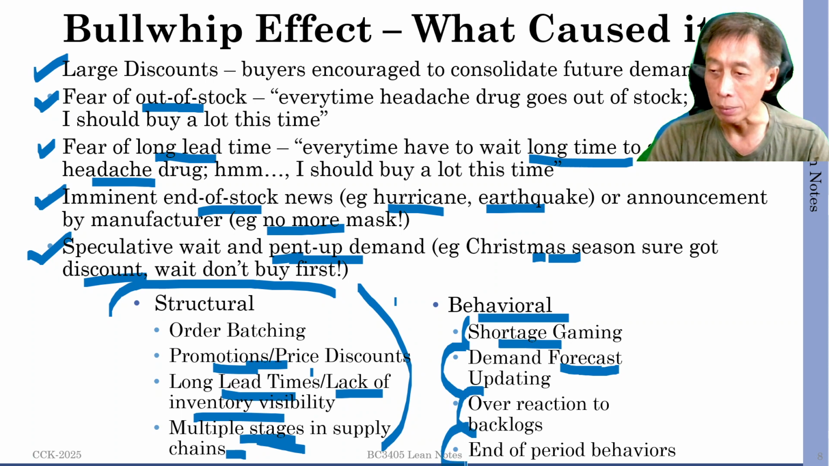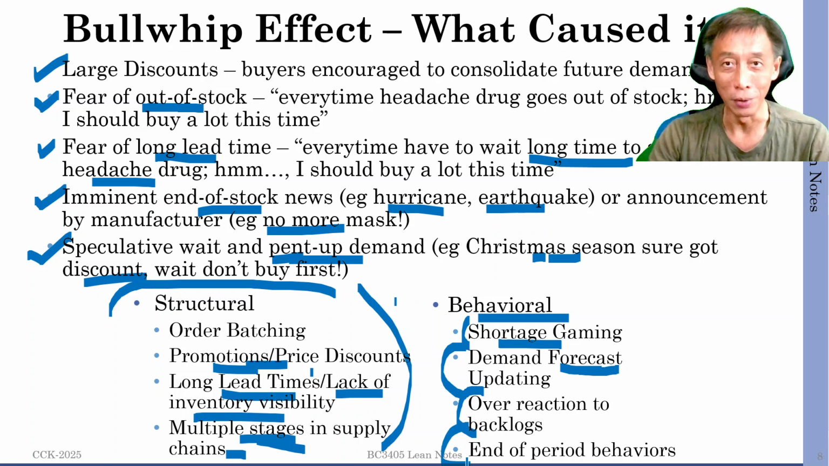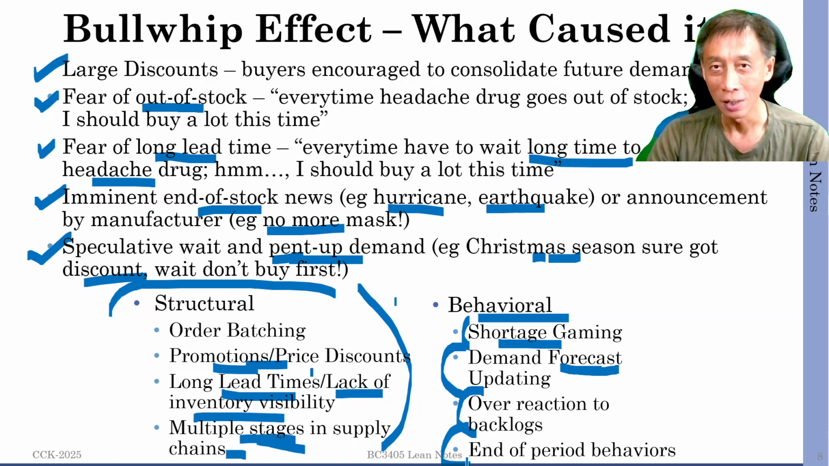End of period behaviors. So at the end of the year, there's supposed to be a discount. Retailers might want to buy a lot to get ready for the New Year celebration. There will be demand for chocolate. And if, for example, Chinese New Year happens earlier, sometimes in mid-January, then the demand for chocolate and maybe other festive snacks and eateries might be very high, right?